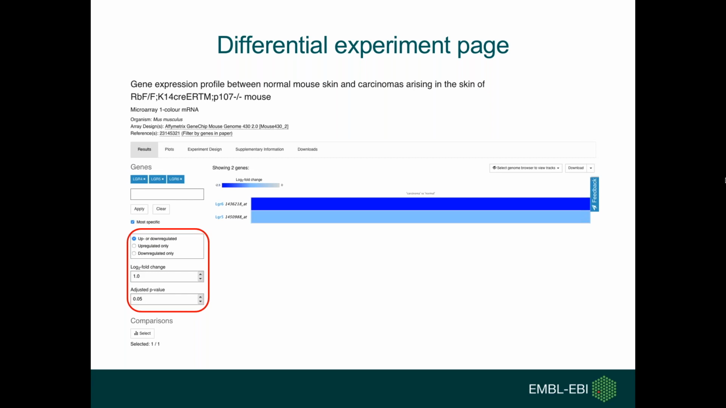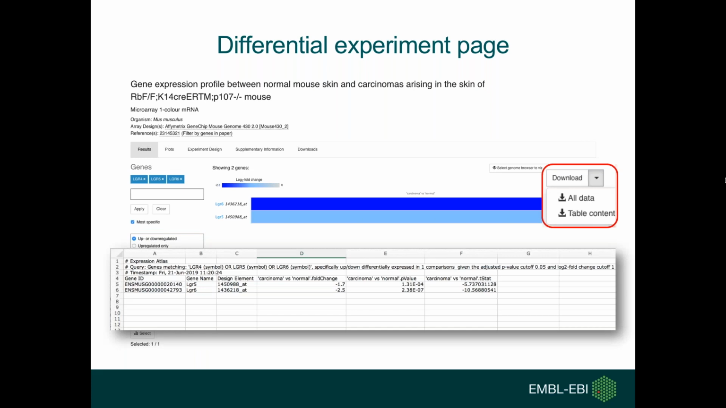And you can also change the cutoff values for the log2 fold change or the adjusted p-value. This lets you narrow down the list of genes that are being displayed again. So in this case, we only view the results for the 3 genes that we have initially searched for. And it shows us that 2 of these genes are actually differentially expressed in this experiment, which was comparing the tumor versus the normal skin.